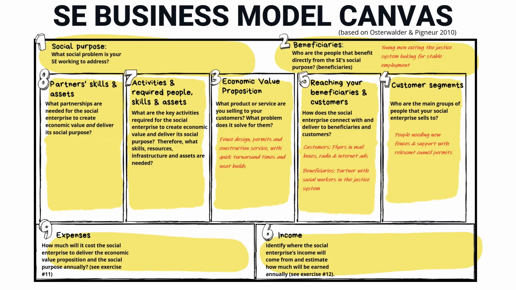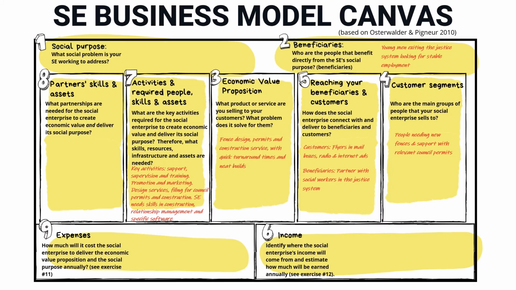We can then look to the left of the canvas, the area that relates to costs or expenses, to describe the key activities involved in delivering social value, such as support, supervision, and training, as well as those that relate to the delivery of the economic value proposition, such as promotion and marketing of the company to customers, design services, filing for council permits and construction. All of these activities require people, skills, assets, and equipment, so you should also list these alongside the activities.